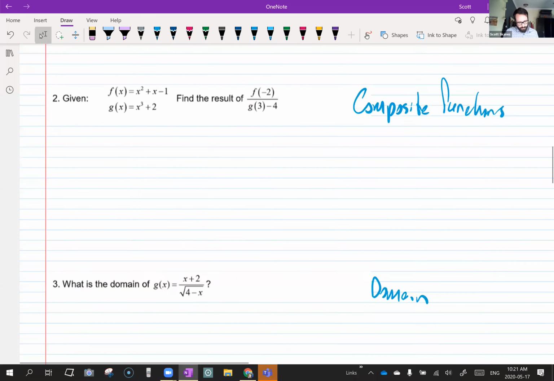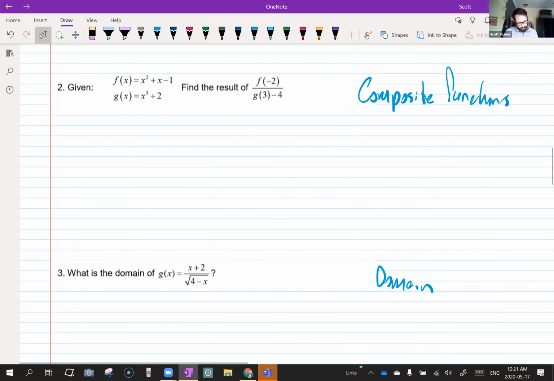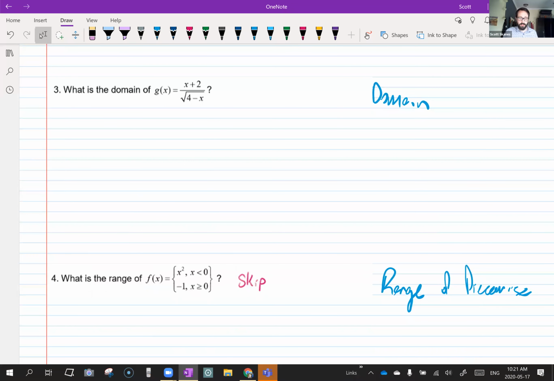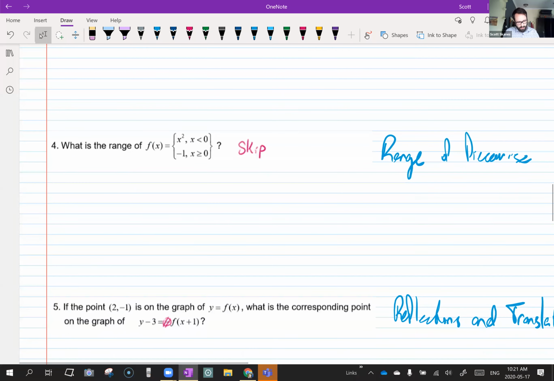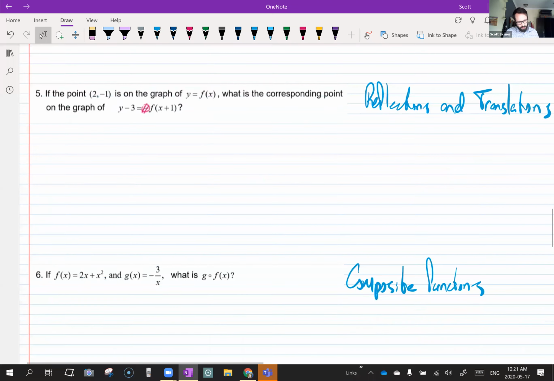For the second one, it's composite functions. Put one function inside the other. For the third one, it's a question asking about domain. You would graph it first, which would be the smart thing to do. For the fourth one, it's range of piecewise. I would not ask this. For the fifth one, reflections and translations. This one I would ask.